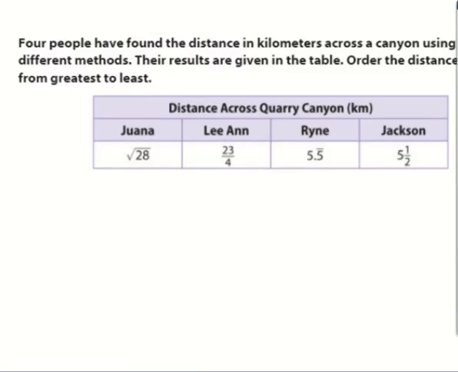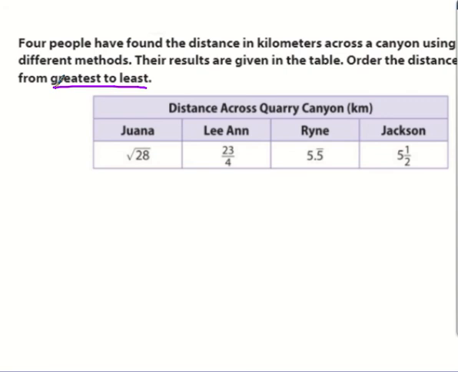Did we not notice that before? I don't think so. All right, let's look at this. Four people have found the distance in kilometers across a canyon using different methods. Their results are given in the table. Order the distance from greatest to least. So again, you're doing greatest to least this time.